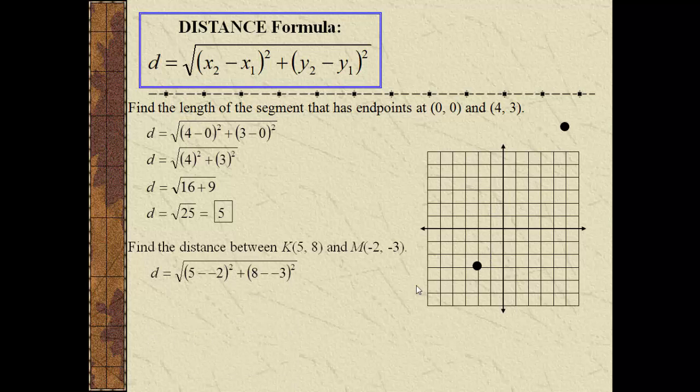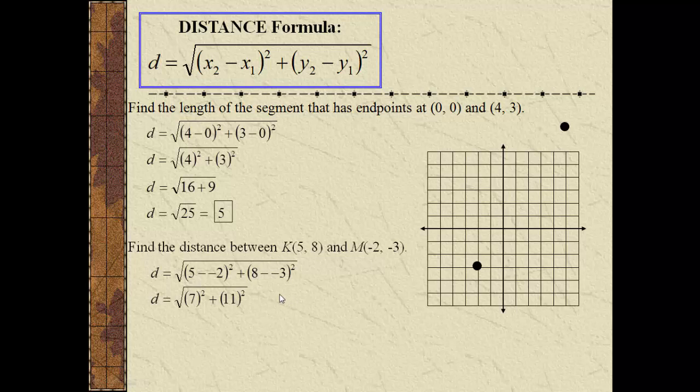So step 1 is to plug in your coordinates into the distance formula. Notice when you plug your coordinates in this time, we have a minus, minus, and minus, minus. Remember, when you have two subtraction signs together, it turns into a plus sign. So 5 minus -2 is going to equal 7, because it's 5 plus 2. And 8 minus -3 will equal 11, because it's 8 plus 3.